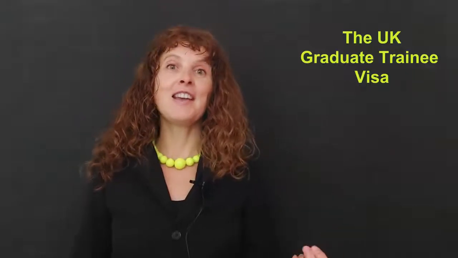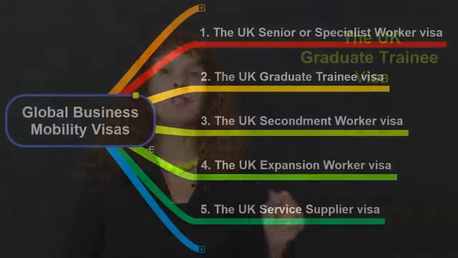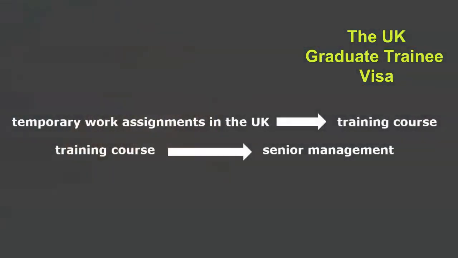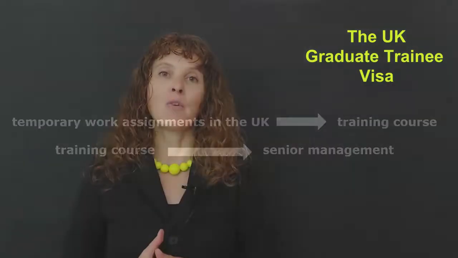The UK graduate trainee visa is part of the global business mobility route, which was born on 11th of April 2022. This is for those who would like to do a temporary work assignment here in the UK, where they are on a graduate training program which leads to a managerial or specialist worker position. And this is where the employer from overseas requires them to do a work placement here in the UK.